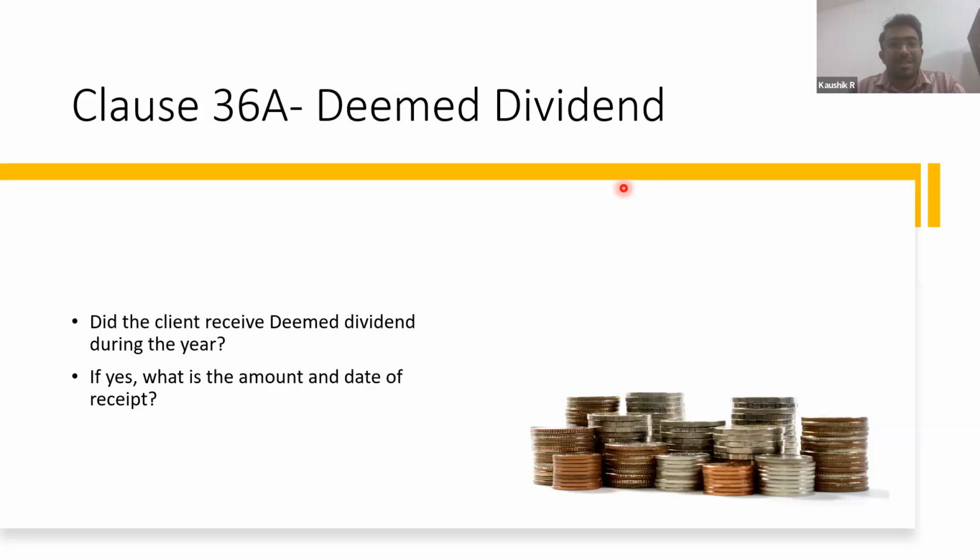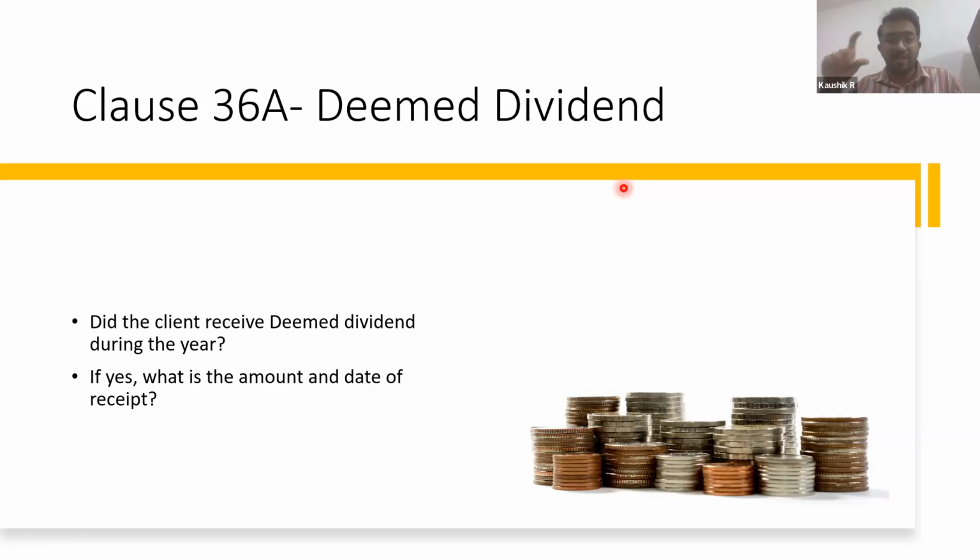This clause 36A is specifically asking for deemed dividend data. So let me explain to you. Deemed dividend means an amount. For example, I'll give you an example. There's a private limited company. In this private limited company, the company has got accumulated profits.